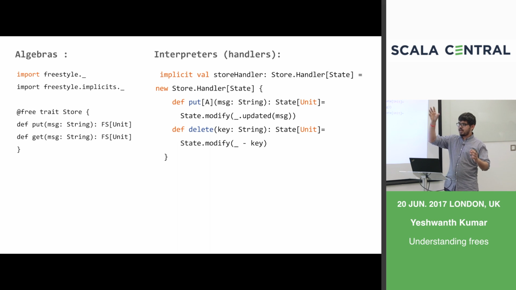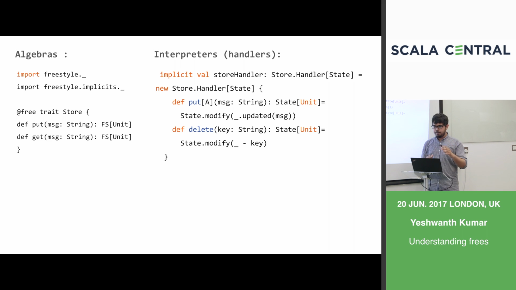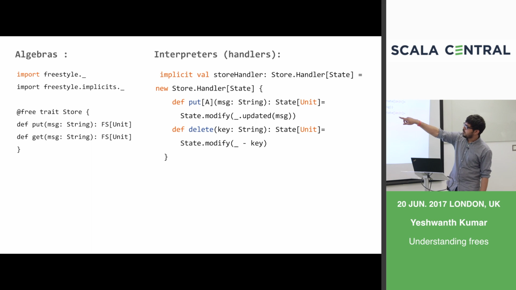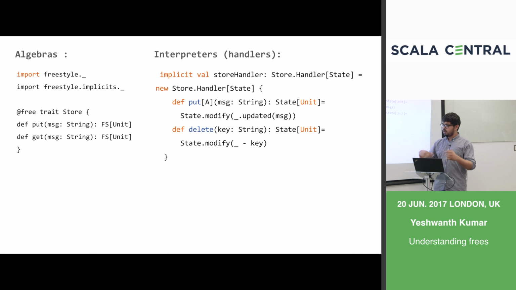We saw that we define algebras, we define modules, the interpreters, and our program, right? And the coproducts and combining interpreters, right? So we'll see how we would do the same thing in Freestyle. So you define algebras like this. You have a free of trait store, and you define 2 methods. This basically generates case classes for you, right? So that's your algebra right there.